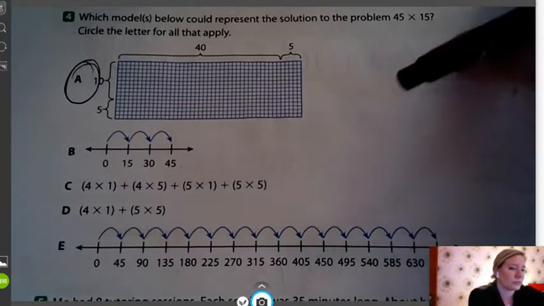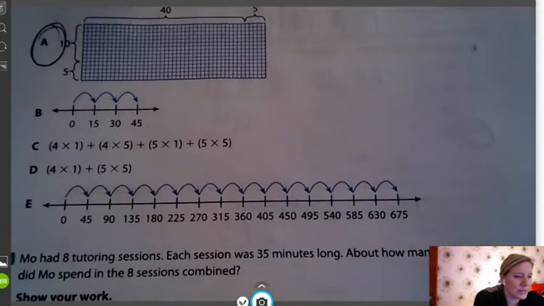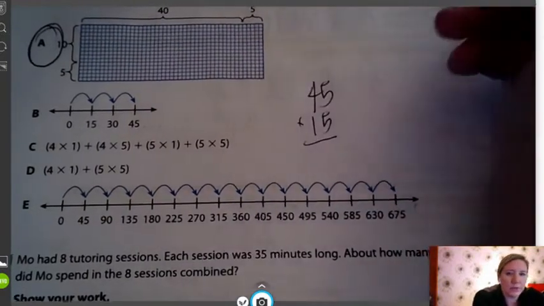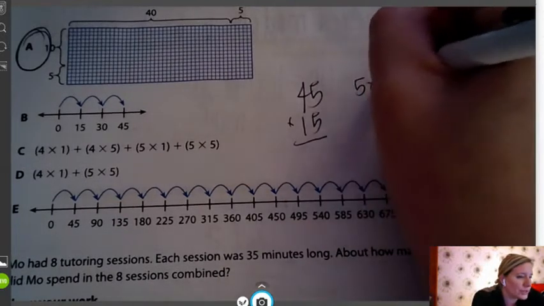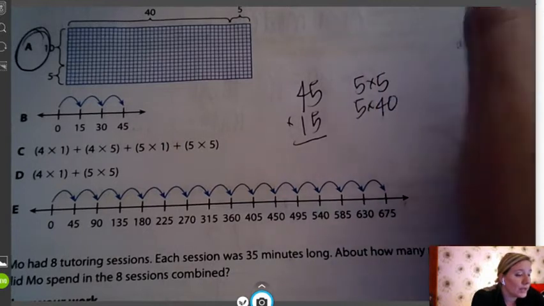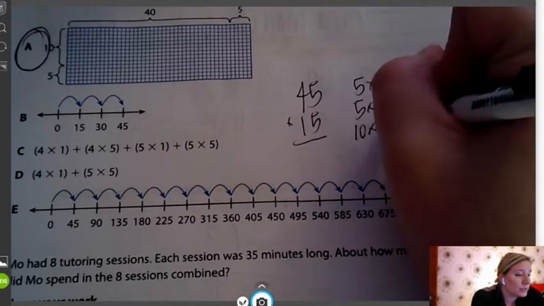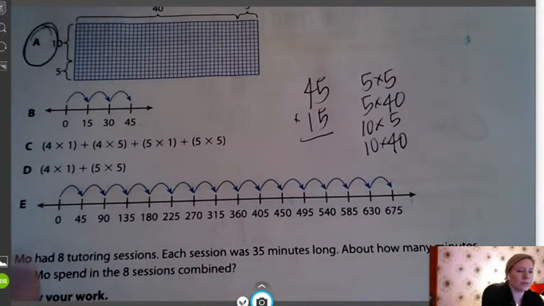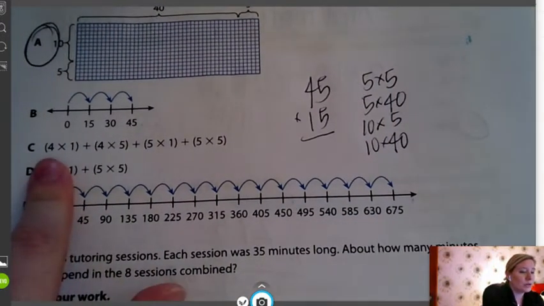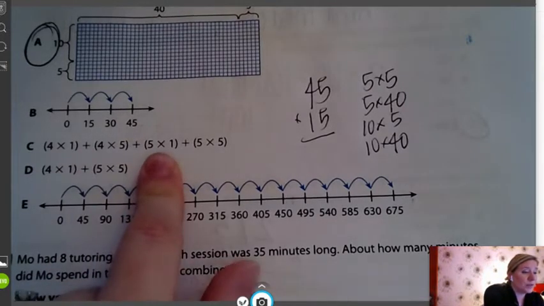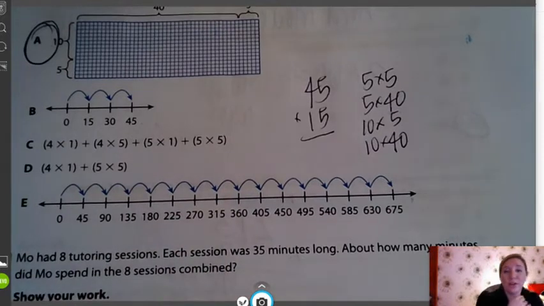C, if I were to break this problem down into partial products and do 45 times 15, I would have 5 times 5. I would have 5 times 40. I would have 10 times 5, and I would have 10 times 40. So let's see if they have those. 4 times 1, no. 4 times 5, no. 5 times 1, nope. 5 times 5, nope. They don't have any of my partial products in there, so not C.